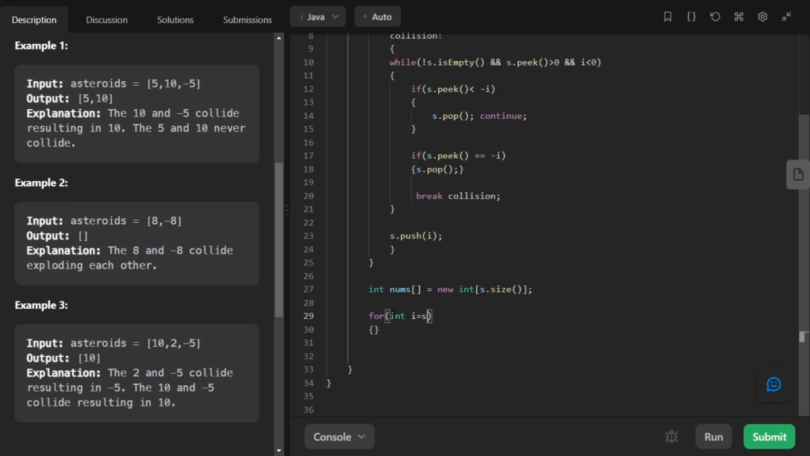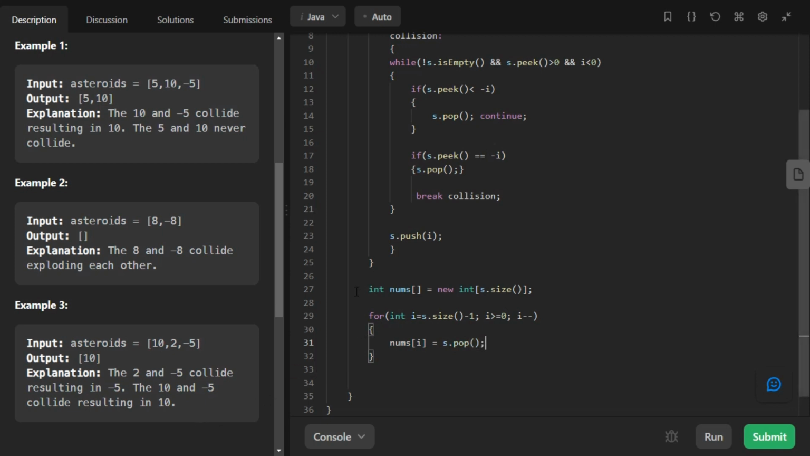I equals to s.size. That's what I have to do, and I will be taking the -1 over here. I will keep on iterating over the array, and whatever the element that's going to come, I will be adding that inside of the array. I will do s.pop. This is a pretty simple thing, right?